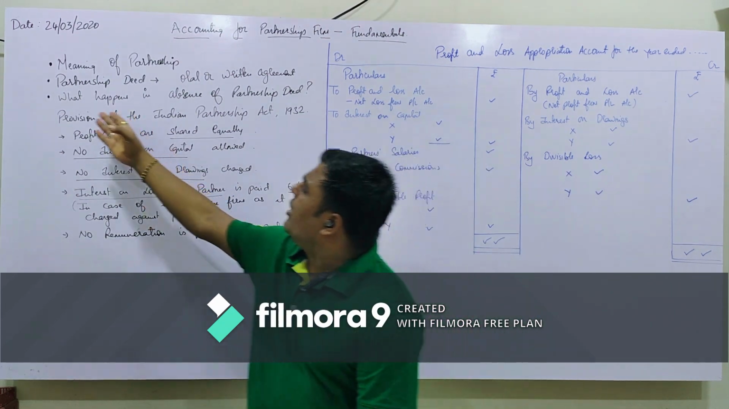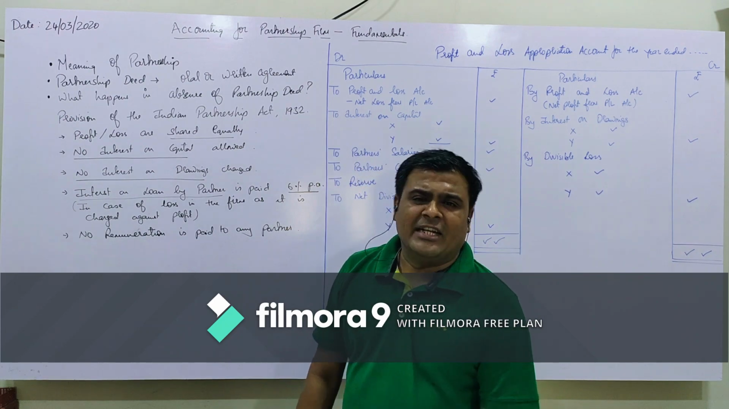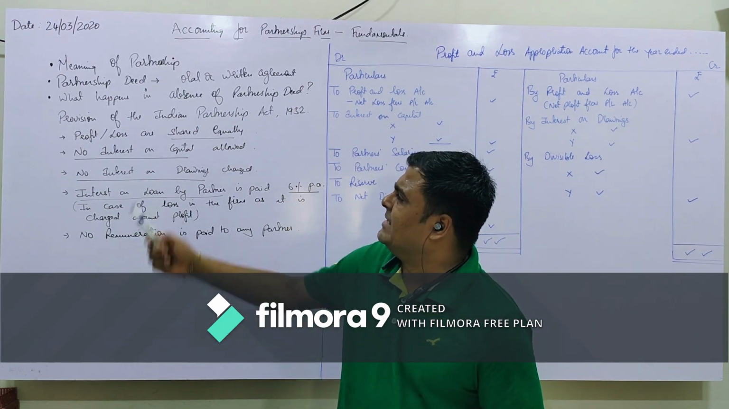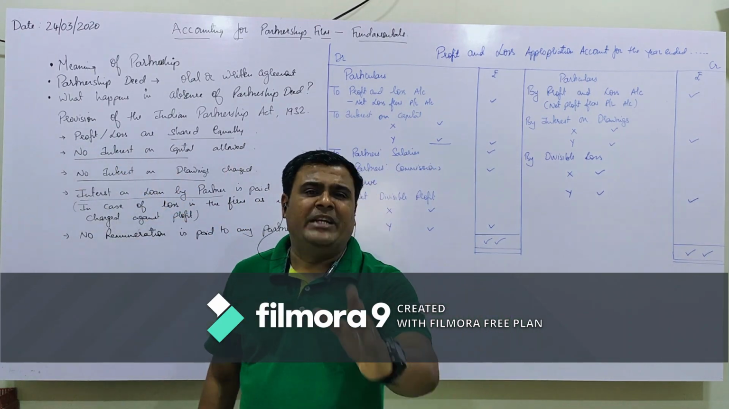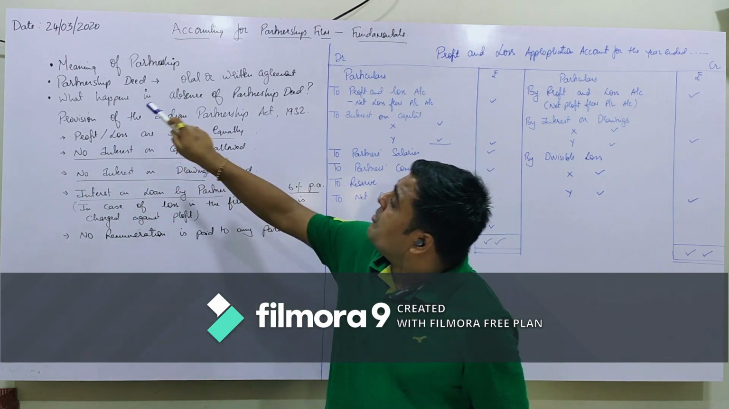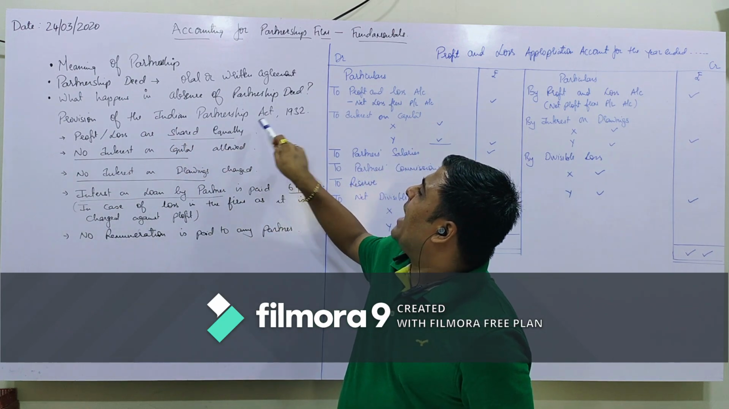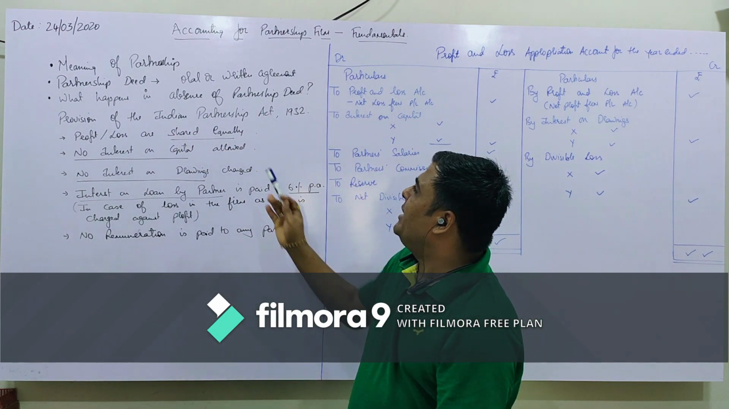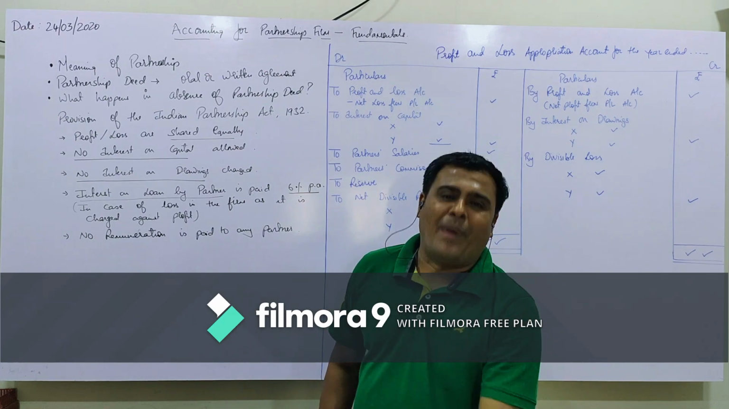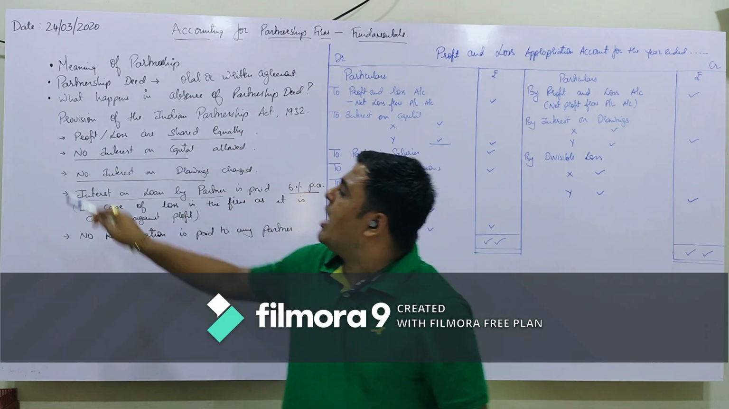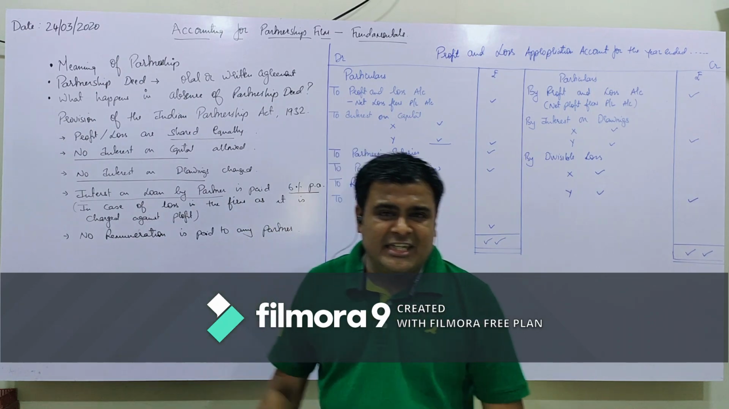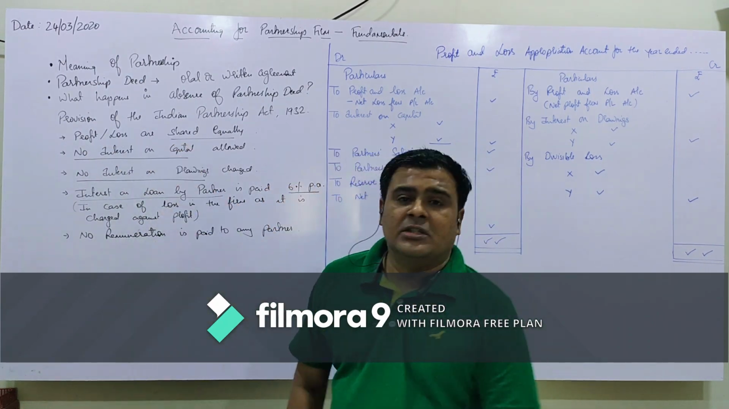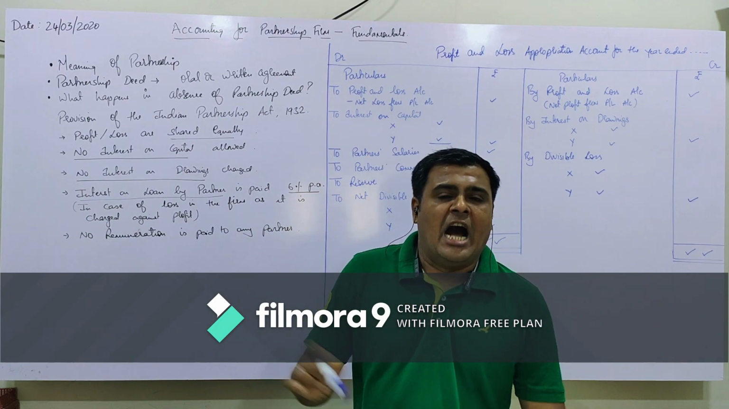Now, what happens in the absence of partnership deed? If there is no partnership deed, what happens in the partnership? Let us see. When the partnership deed is absent, the provisions of the Indian Partnership Act 1932 apply. What does the Indian Partnership Act 1932 define? The provision says when the partnership deed does not exist, the profit or loss is to be shared equally amongst the partners.